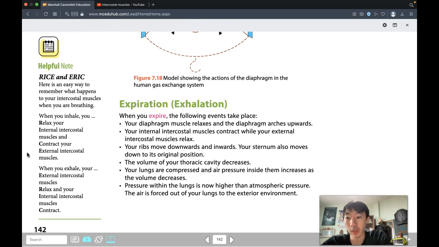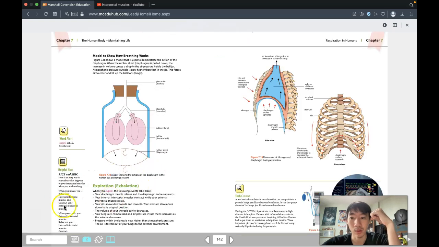That's rise. Opposite is ERIC. When you exhale, your external intercostal muscles relax. So ERIC: E stands for external intercostal muscles relax, and your internal intercostal muscles contract. Let's try and remember that. ERIC: when you exhale, your external intercostal muscles relax and your internal intercostal muscles contract. That is a good memory tool that everybody should try and remember.